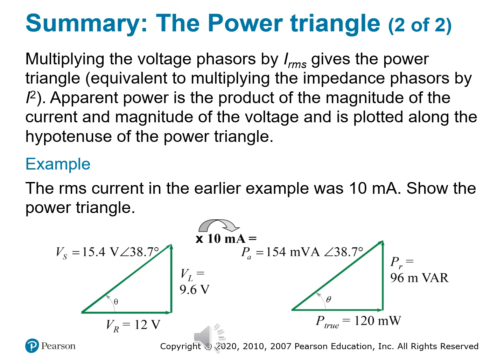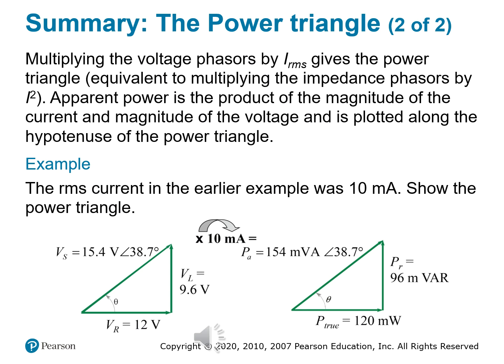We apply the RMS current of 10 milliamps to each phasor, using power is equal to voltage times current, V times I, if you remember that. Formulas have not changed. So we multiply each voltage by 10 milliamps, and we get the values for the power triangle shown on the slide. Apparent power, P sub A, is equal to V sub S times I, which is 15.4 volts times 10 milliamps, and we end up with 154 millivolt-amps.